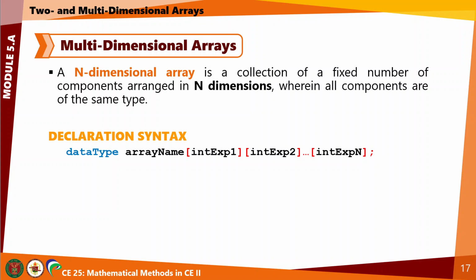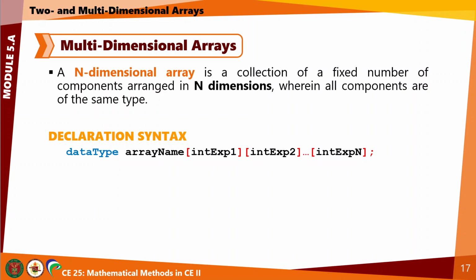But basically, pag sinabing n-dimensional arrays, meron tayong fixed number of components arranged in n dimensions. Hindi lang row by column. Meron pa tayong, for example, x by y by z. Diba? 3D. Pag 4D, hindi ko na maisip. May time pa, ganyan. Okay, so I hope hindi na siya gamitin.